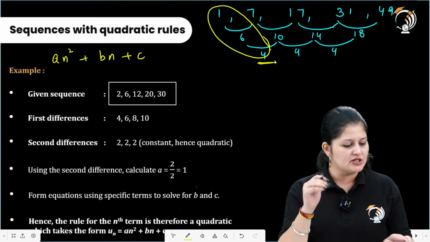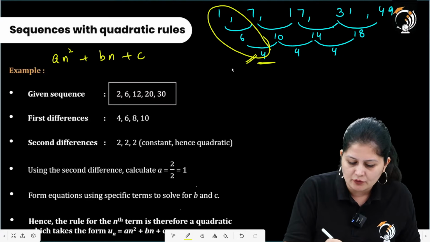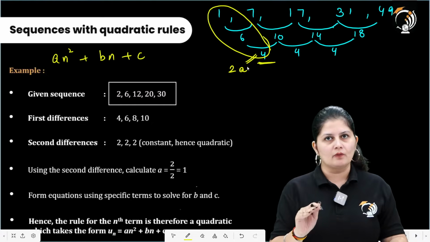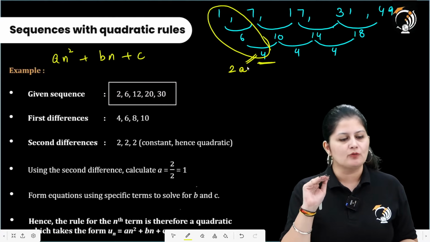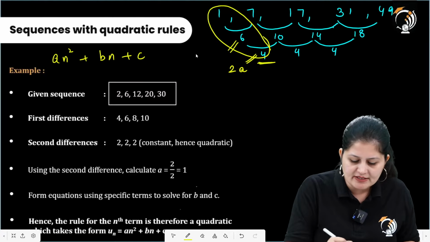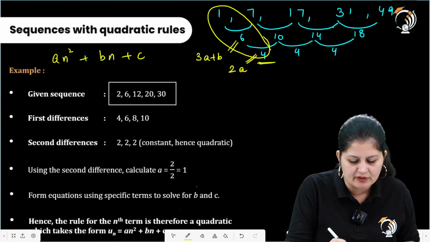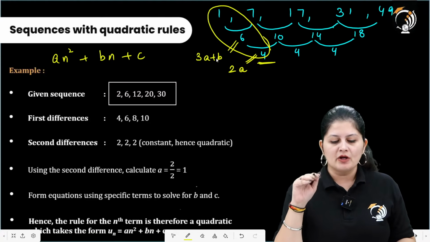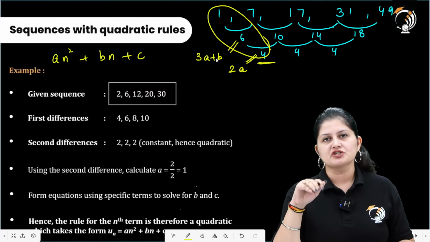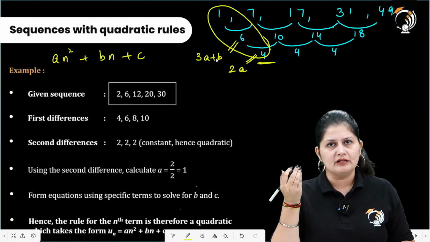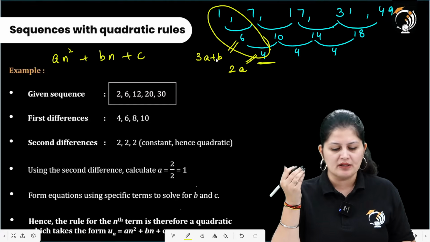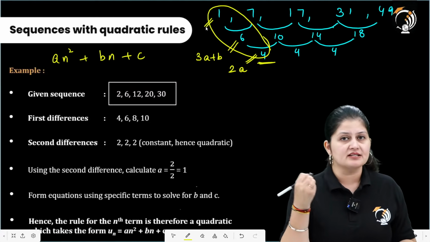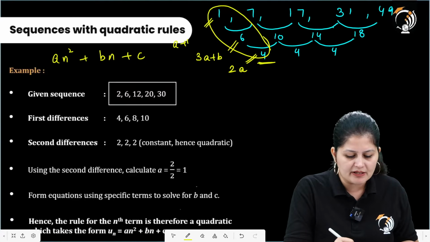In that particular sequence, you will always be taking this equal to 2a. You will be taking this equal to 3a plus b. Whenever a quadratic rule shows up, you will always be taking the bottommost term as 2a, the term in the middle as 3a plus b, while the one on the top, or the first term, will be taken as a plus b plus c.